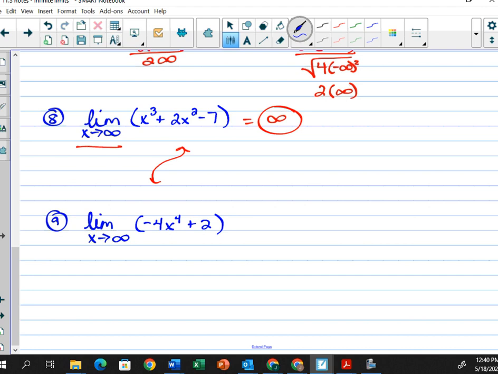Oh, it's a root. So when you plug it in there, you get positive.